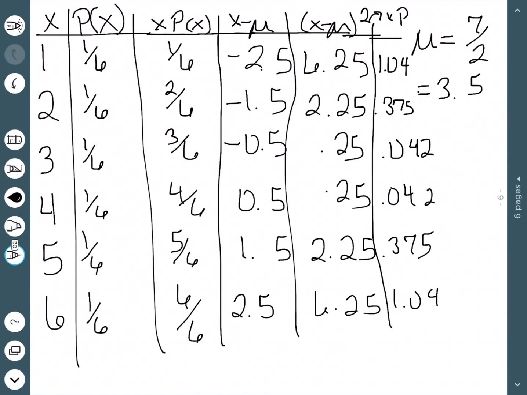We then need to add all of these up and take the square root. So when we do, first adding them all up gives me roughly 2.917, and then when I take the square root of that, 1.708.